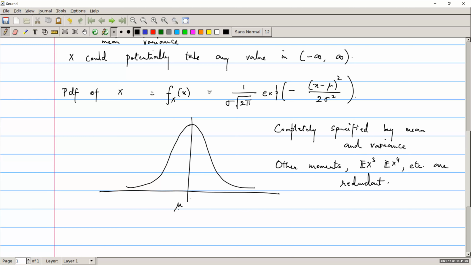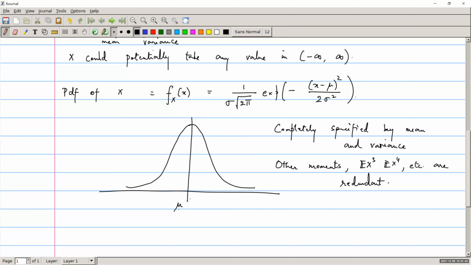So for example, with the uniform PDF, if you specified just the mean and variance of the uniform PDF, let's come back to this. There is something even more interesting. Let me say that first.